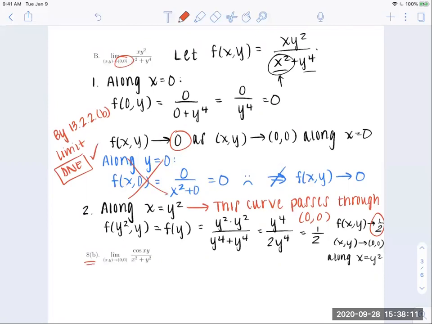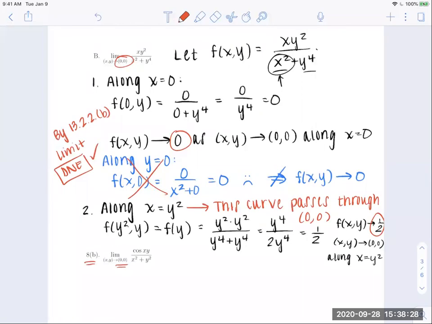All right, we have one more example here, and this one is pulled out of the text, problem 8, part B. Again, we're approaching the origin. This just is a fluke that we're approaching the same point, but we could do limits approaching a different point. We have cosine of xy over x squared plus y squared. All right, so what's happening here?